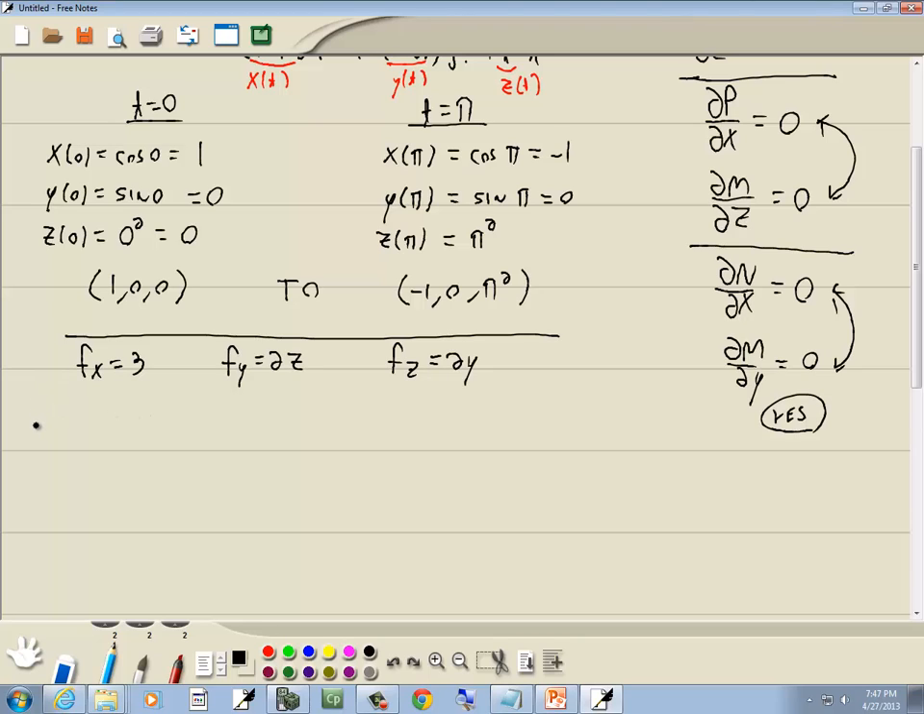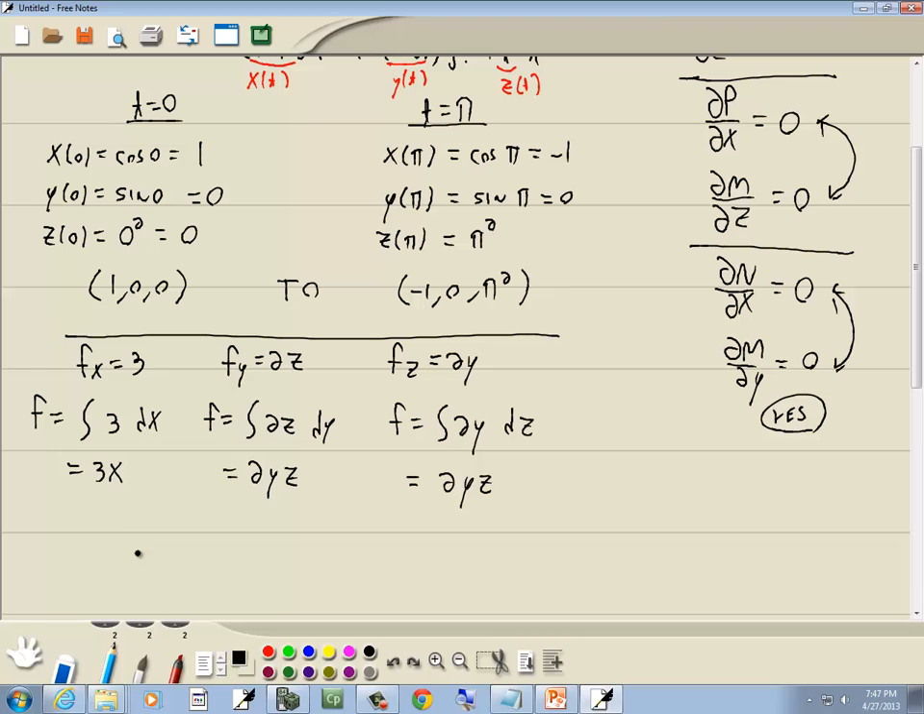Well, to go backwards to find f here, we're going to take the integral of 3 with respect to x. So that's going to give us 3x. Here, to find f, we're going to take the integral of 2z with respect to y. That's going to give us 2yz. And for this one, we'll take the integral of 2y with respect to z. So that's going to give us 2yz.